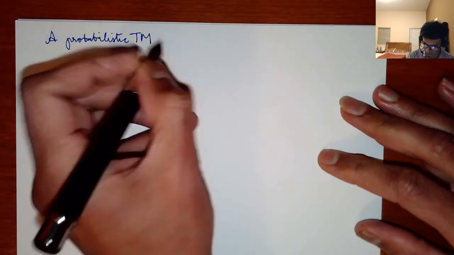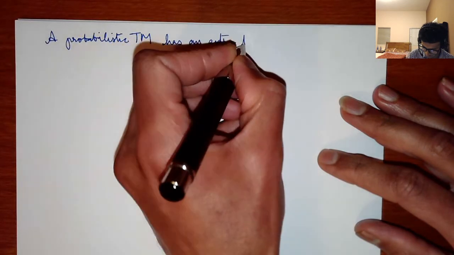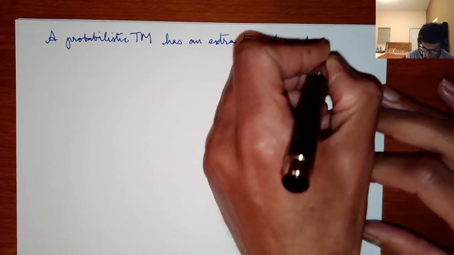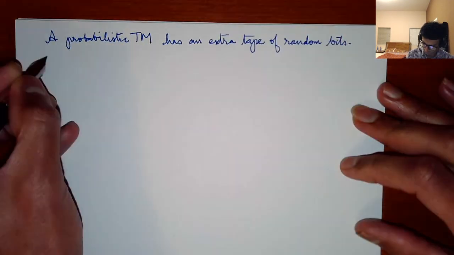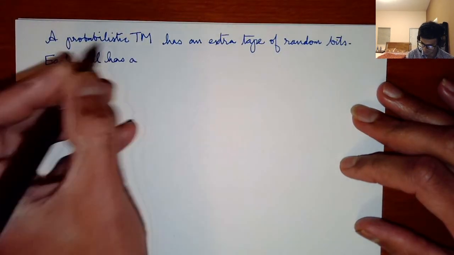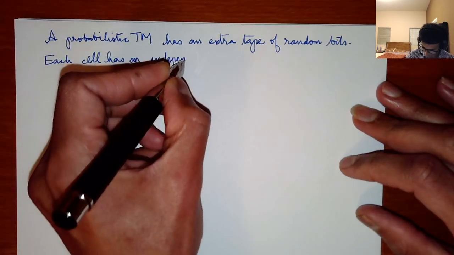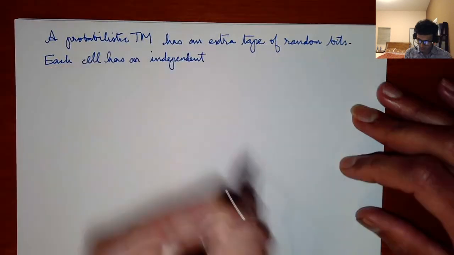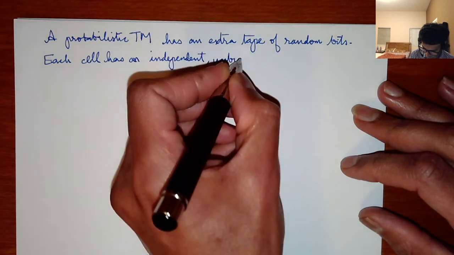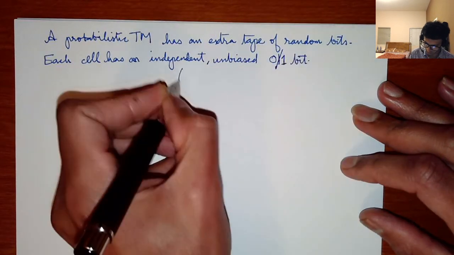A probabilistic Turing machine has an extra tape of random bits. So each cell has an independent, unbiased 0, 1 bit. This is also referred to as a Bernoulli.